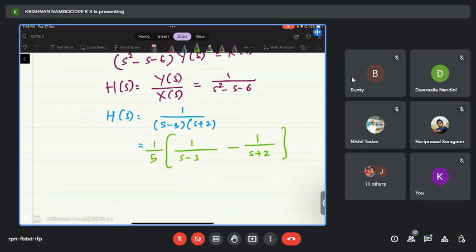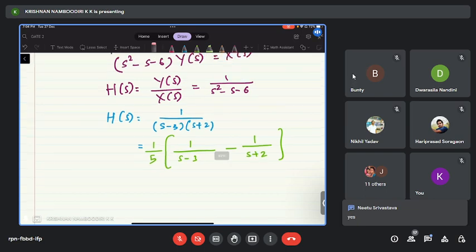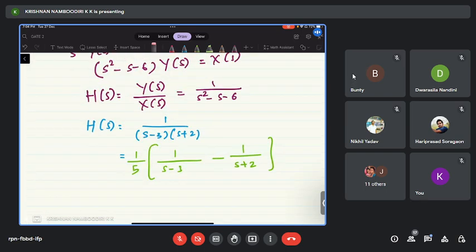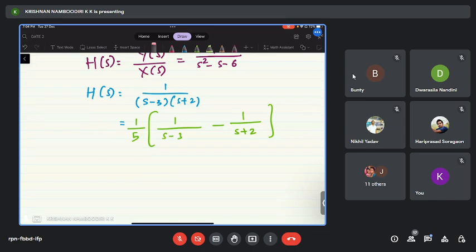Okay, now you have H(s) equal to the difference between two terms. In order to find h(t), we need to find the inverse Laplace transform. How do we do that? We know 1/(s-3). What is the inverse Laplace transform of 1/(s-3)?